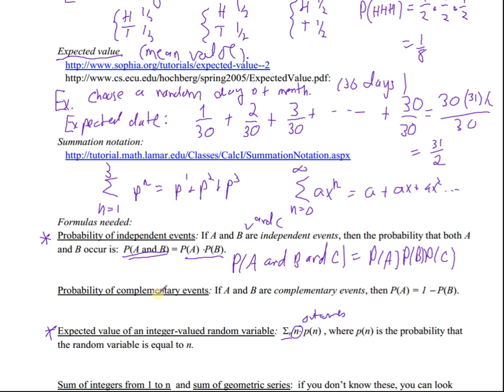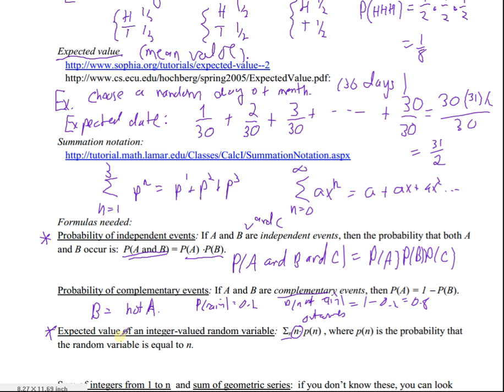Okay. So the formulas you'll need: probability of independent events. I've talked about that already. Probability of complementary events. What does complementary event mean? It means that B is equal to not A. Okay. So for instance, if you have the probability of rain is 0.2, then the probability of not rain should be equal to 1 minus 0.2, or 0.8.